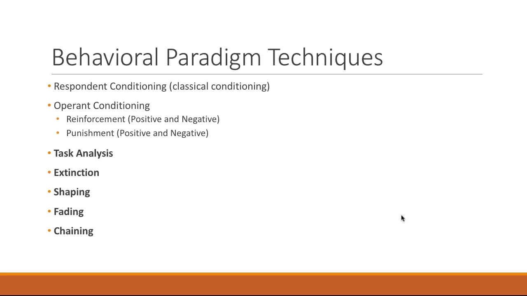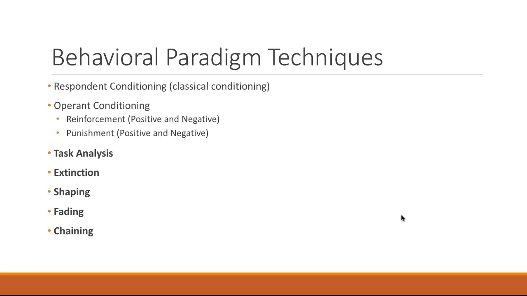Fading is gradual reduction of prompting and rewarding so that the child is doing things more independently. And chaining is teaching steps one at a time, as in teaching links in the chain. And there's forward chaining and backward chaining.